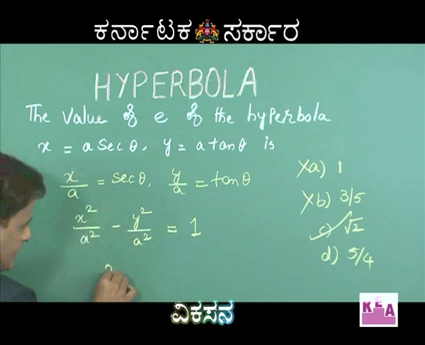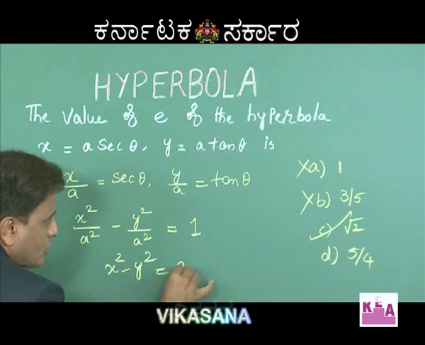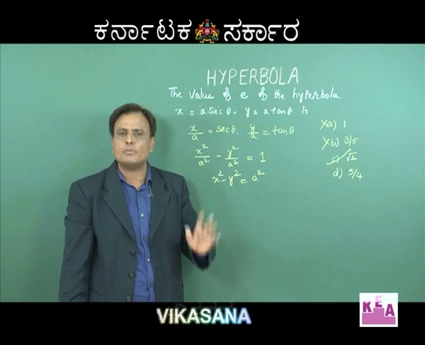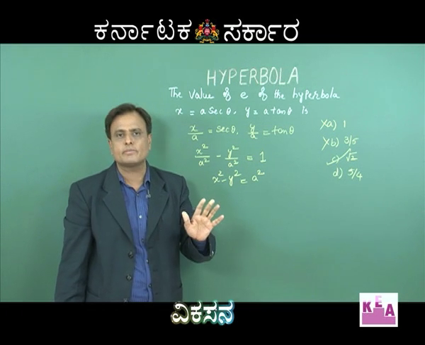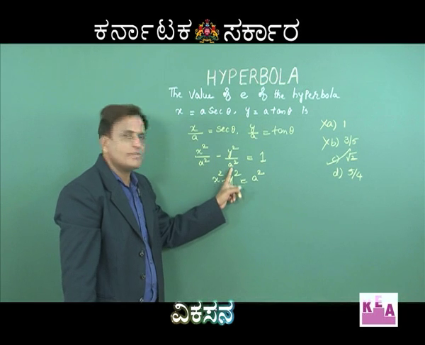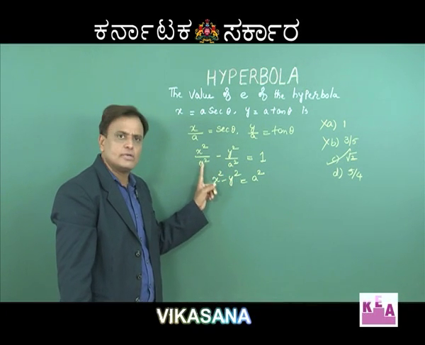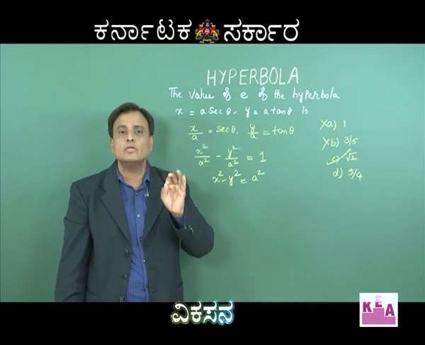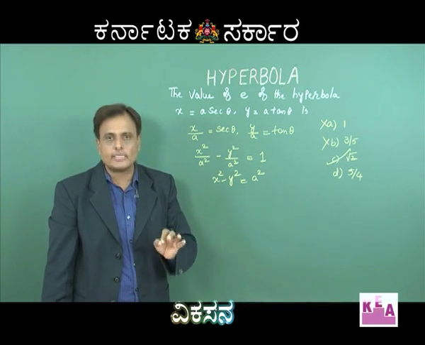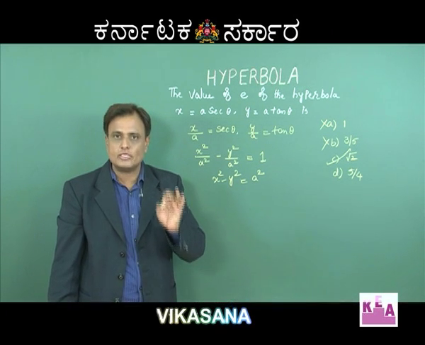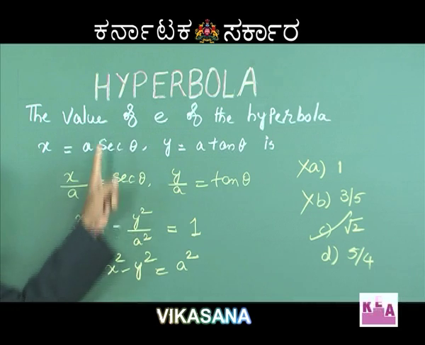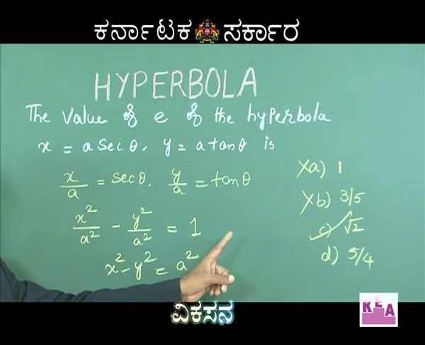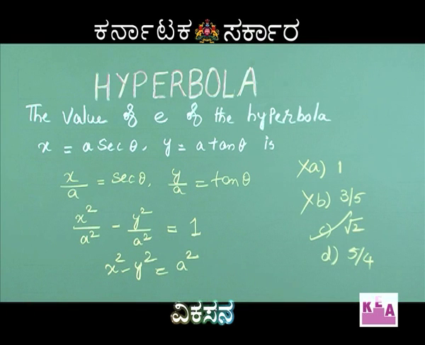If you simplify it, you can see that x square minus y square is equal to a square. This is the standard equation of a rectangular hyperbola. For any rectangular hyperbola, e is always equal to root 2. It is fixed, irrespective of the value of a square. a square may be 25 or a square may be 36. For a rectangular hyperbola, always e is equal to root 2. Please note down this point. According to the given question, the equation is a rectangular hyperbola, therefore e is equal to root 2. C is the right option. Please note down this example.